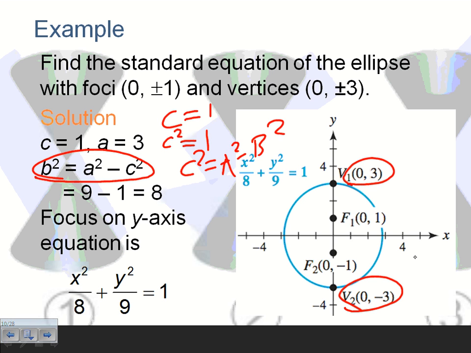I need b squared, so I'm going to manipulate this equation into b squared equals a squared minus c squared. A squared we know, because we know what our major axis is. We know it's 3, therefore 3 squared is 9. We know what our c squared is, that's 1. So I get 9 minus 1, and there's my 8. This is my b squared.